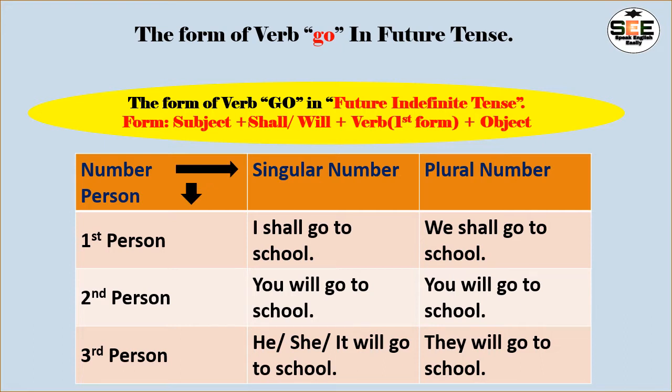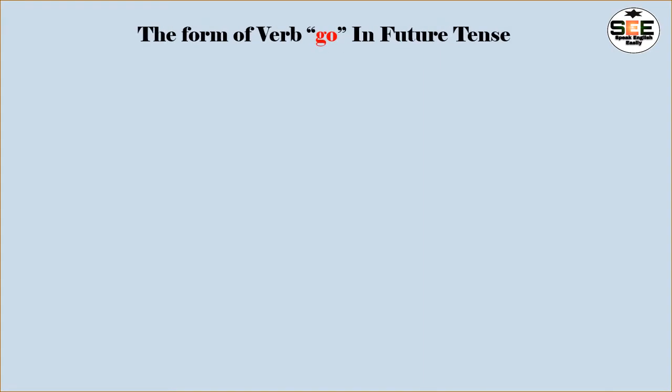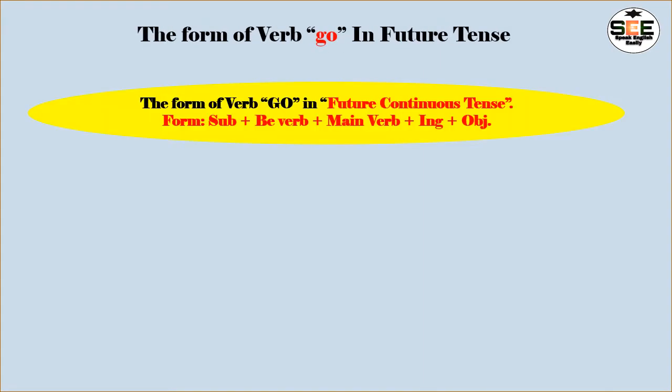So let's see the future continuous tense, the form of verb go in future continuous tense. What is the formation? We can see subject, be verb, plus main verb plus ing, plus object. So this is the formation.